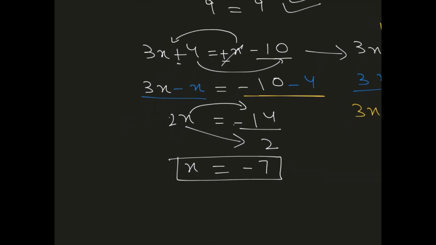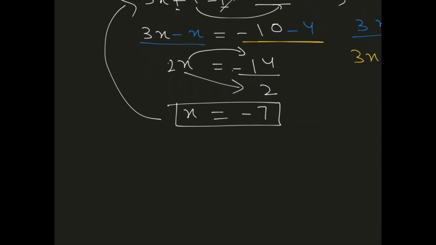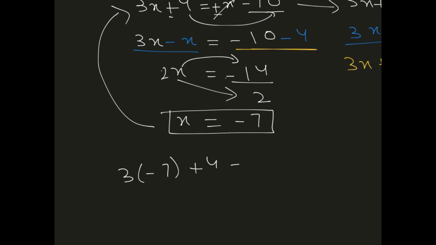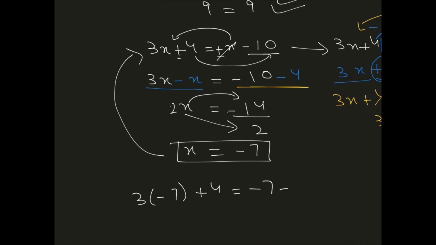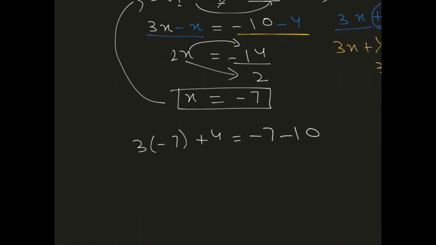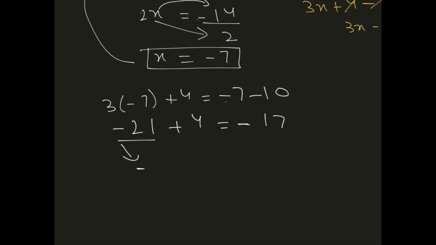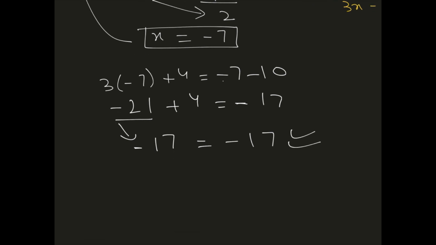You can check the answer by putting it over here. So 3 times minus 7 plus 4 is equal to minus 7 minus 10. So 3 times minus 7 is minus 21 plus 4. The signs are same, so we'll add them. So 7 plus 7 is 17, signs are different, so we'll subtract them, and the sign of the greater number will be copied down, so minus, and then 21 minus 4 is 17. So minus 17 is equal to minus 17. So our answer was correct, right? Let's look at one more example.